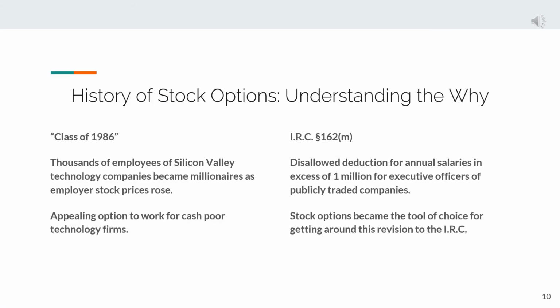First, I want to talk about the class of 1986, and this refers to the thousands of employees of Silicon Valley tech companies that went public in 1986, such as Oracle, Sun Microsystems, Silicon Graphics, Adobe Systems, Informix, and Microsoft, that became millionaires as their employer stock prices rose. So this made me wonder, where was Apple in all this? When I think of the 80s and stock you should have invested in, it would have been Apple.